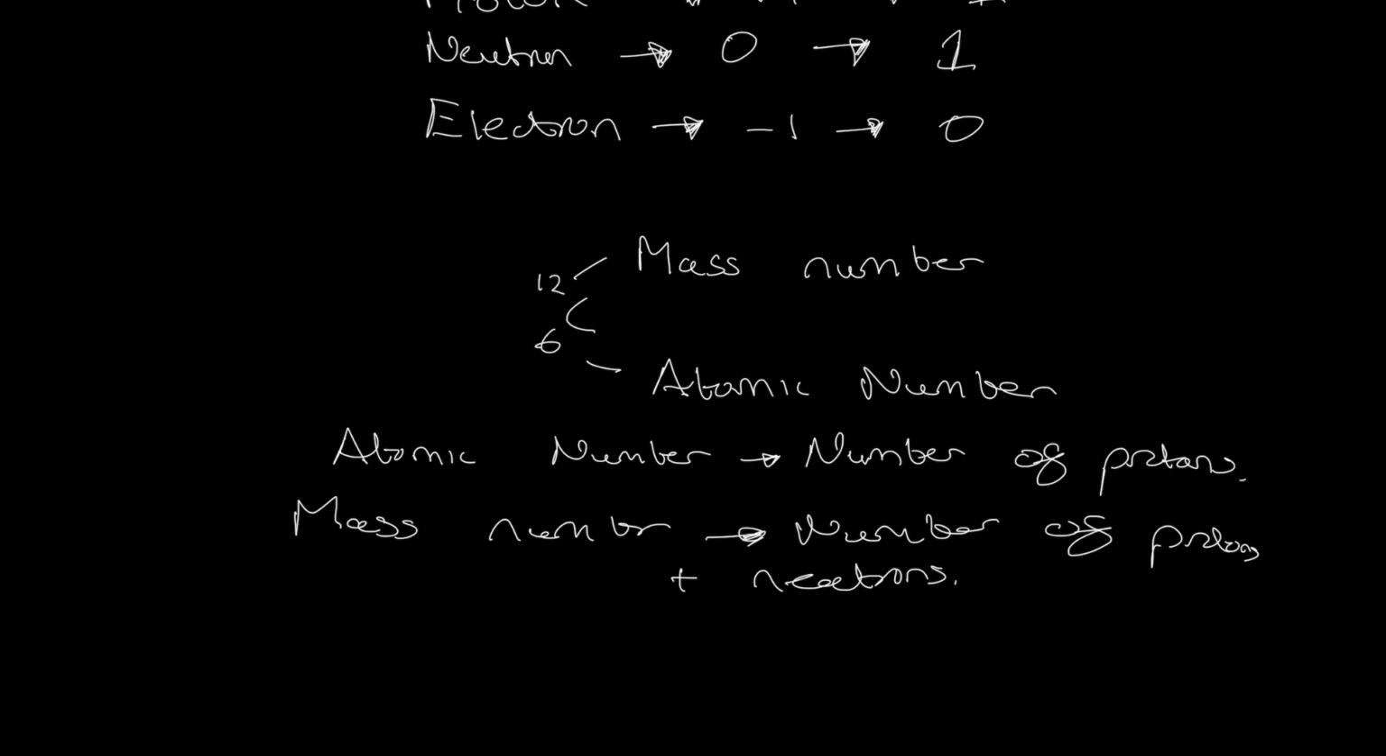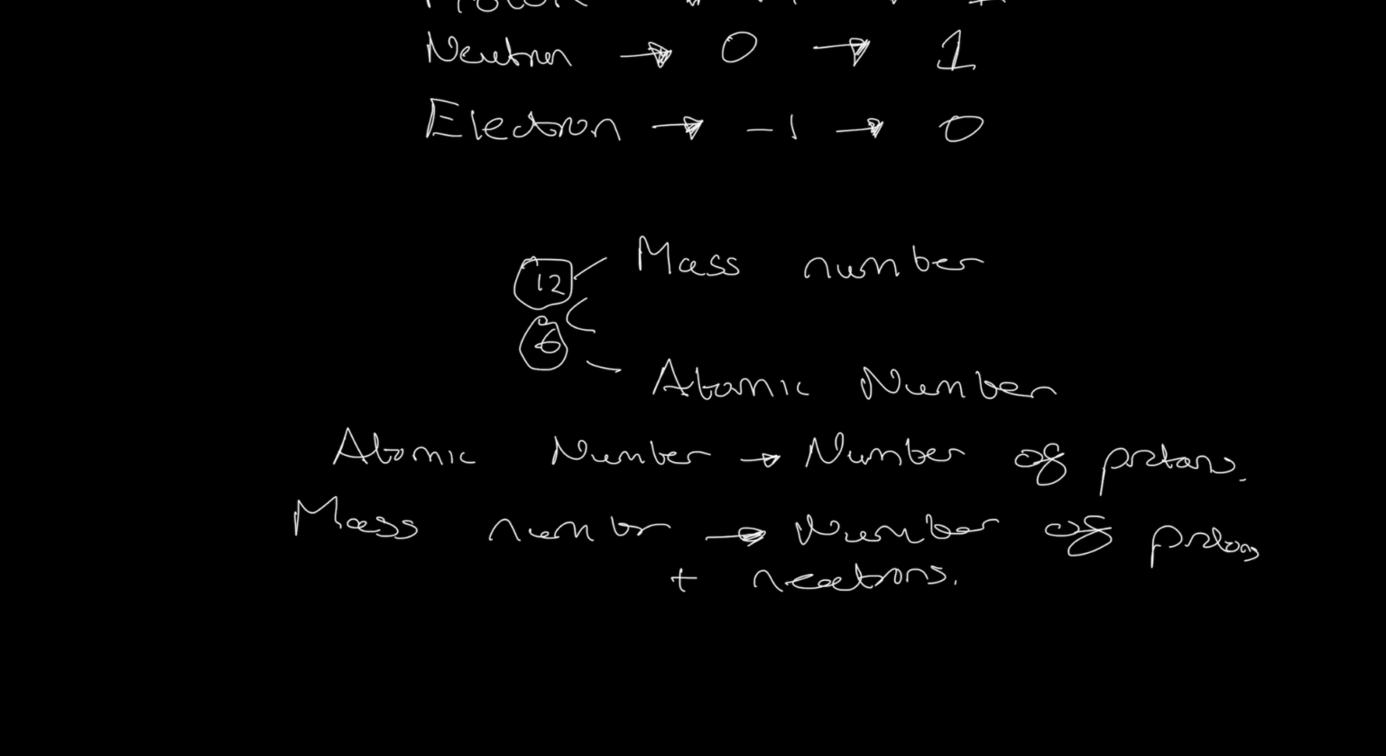So, if we take a real-world example of an element, in this case carbon-12, it will look something like this. There'll be a number at the top, 12, and a number at the bottom, 6. The top number is your mass number, and this is the number of protons and neutrons combined within the nucleus. The bottom number, 6, is your atomic number, and this will just tell you the number of protons within your nucleus.